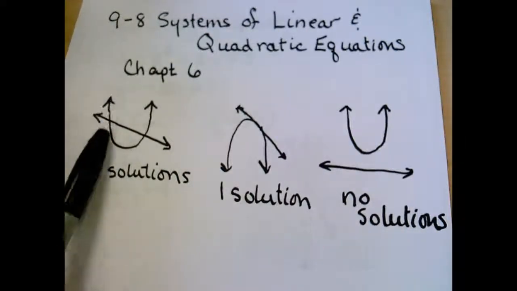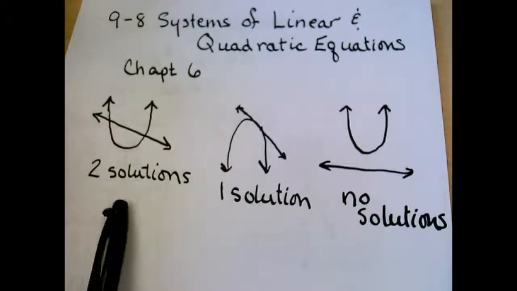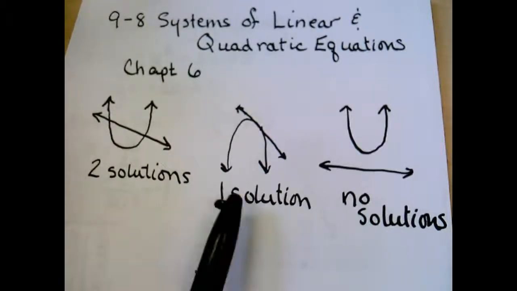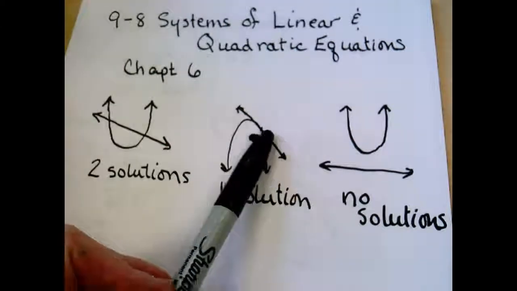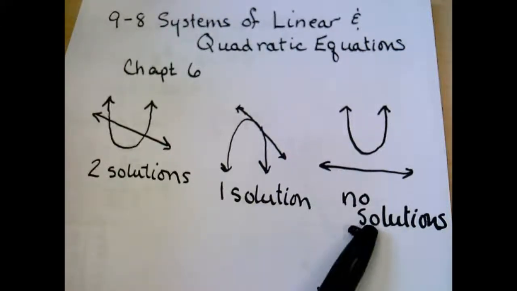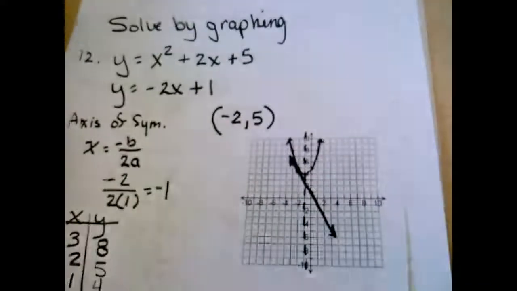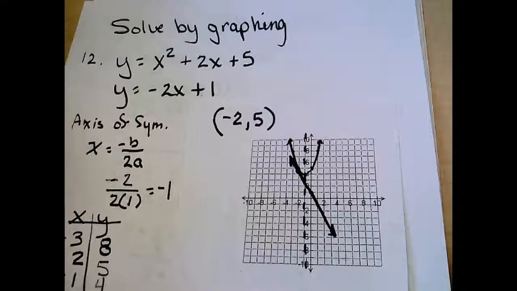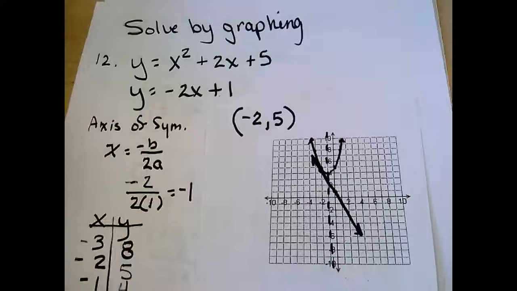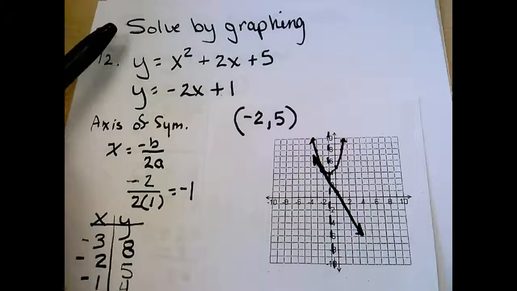When we graph our parabola and we graph our line, we can have two solutions. They can intersect at one solution, or when we graph they may not intersect at all and you'll have no solutions. When we go to graph, you're going to be using everything you've learned in this chapter, so it will be great to review it.